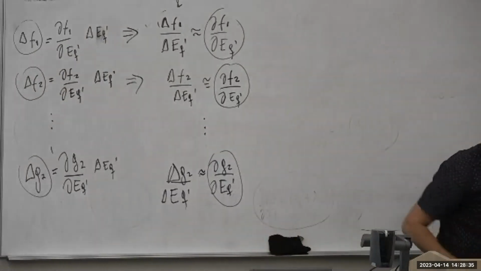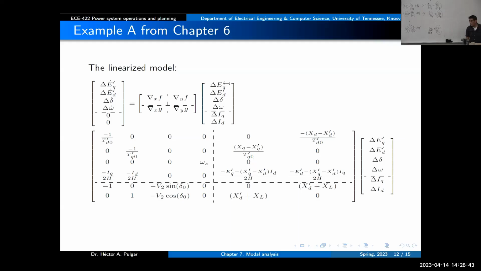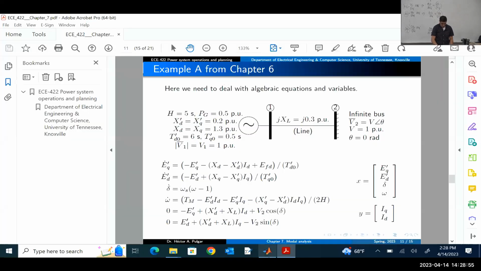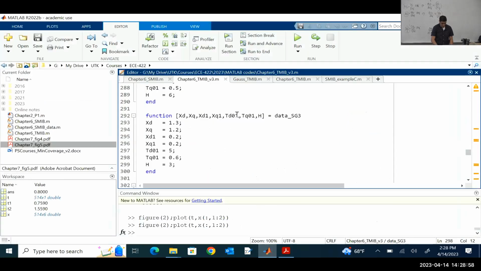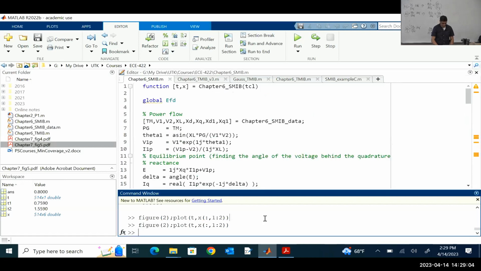Let me go back to the code here. So that's the Jacobian that we calculated before. And that's the system. And those are the equations. So we have these equations already. And that's the system. This is the system that we program this code for that system.